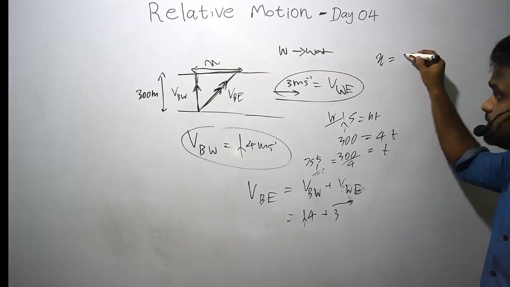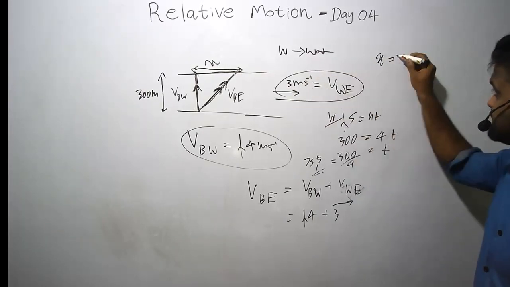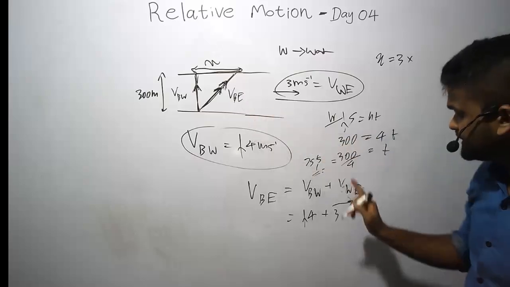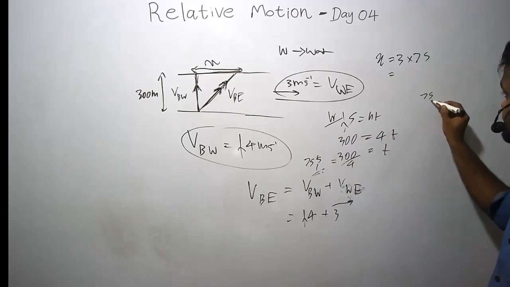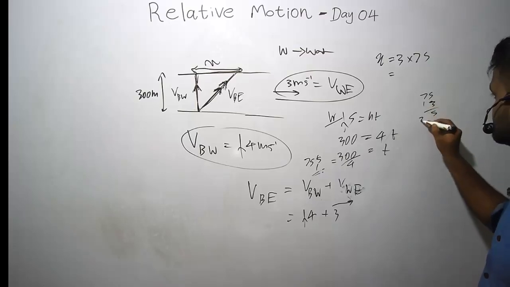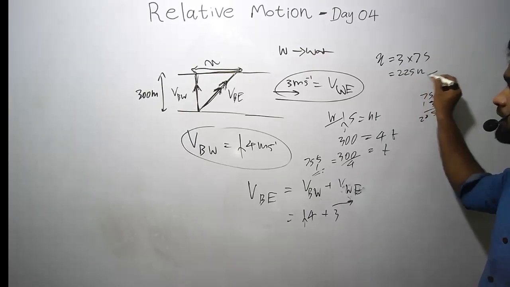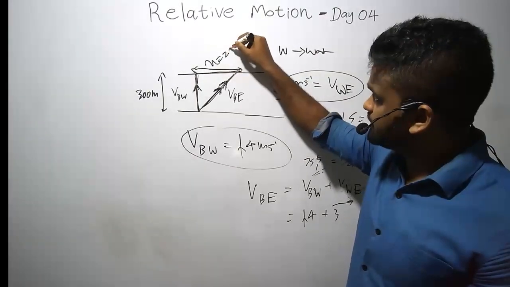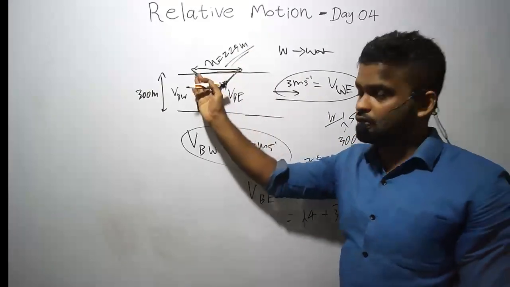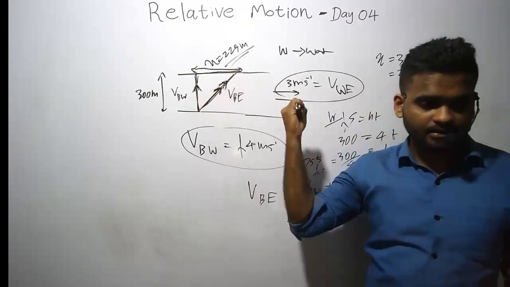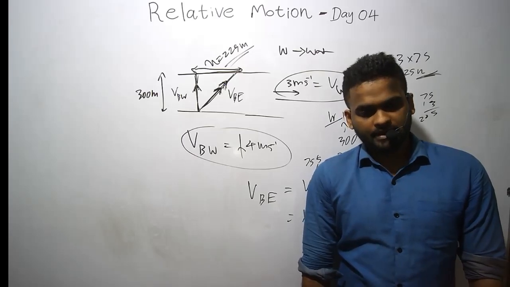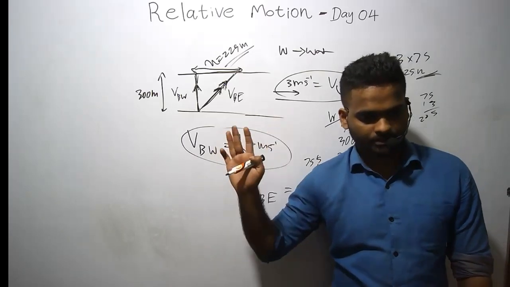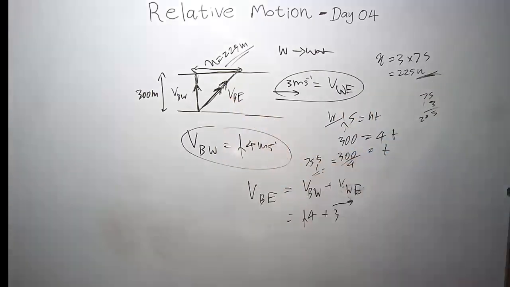X is equal to, for the river 3, the time 75. 75 times 3 is 225. So this distance is 225. So along the river, the boat is dragged 225 distance. If anyone has a problem, let me know and take it down, right?